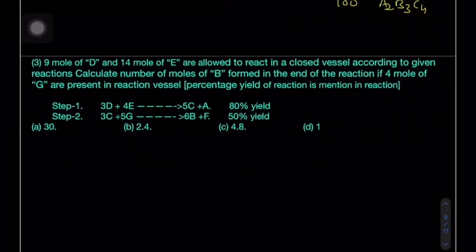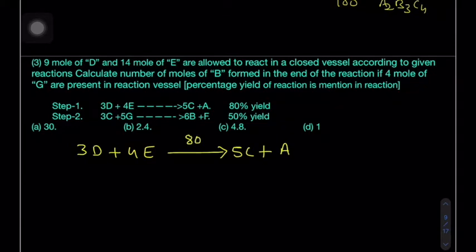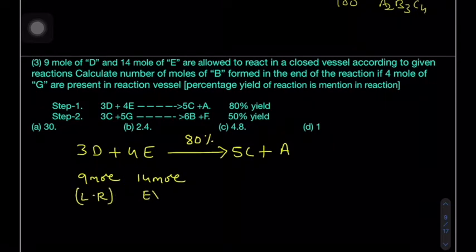Here, first of all, I am writing the equation: 3D plus 4E gives 5C plus A. What is the percentage yield of the reaction here? 80%. How many moles of D? 9 moles. How many moles of E? 14 moles. Now, which is the limiting reagent? D will be the limiting reagent and E will be the excess reagent.